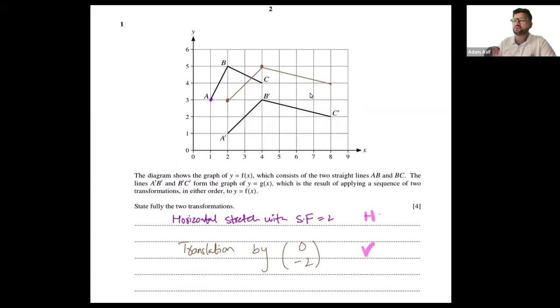Now you could have done the translation first, then the horizontal stretch, or you can go with this order as well, in which you are stretching first and then translating. Any questions in question number 1?